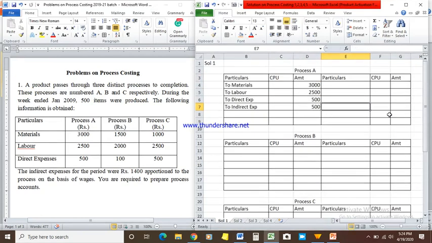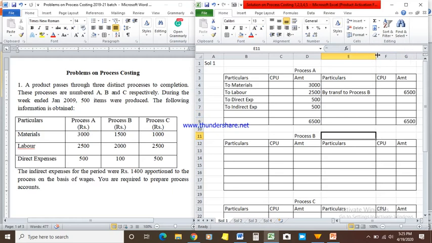500. That's it. So the total of all this, if you take up, we get 6500. Now this entire amount is transferred to process B, by transfer to process B, 6500.